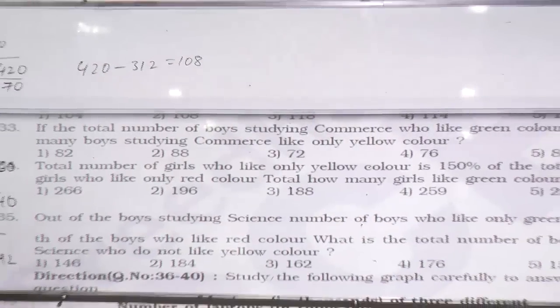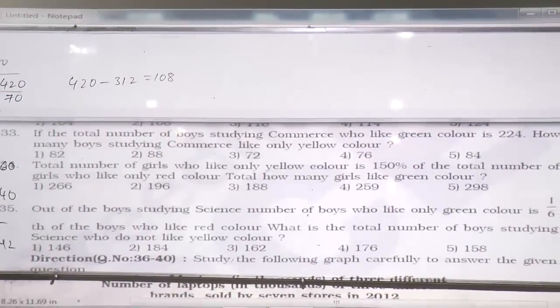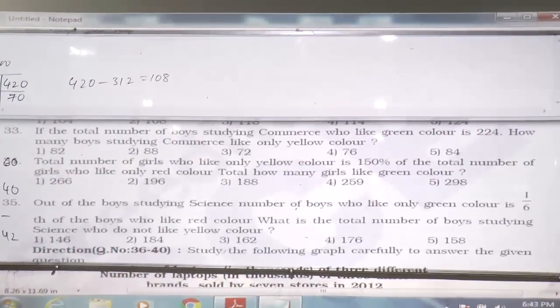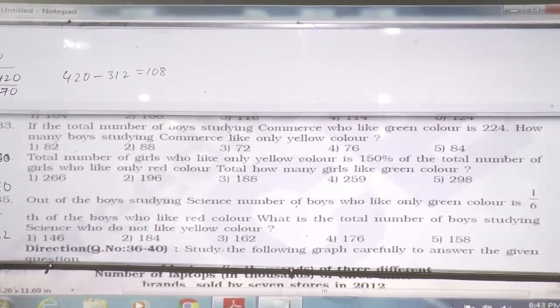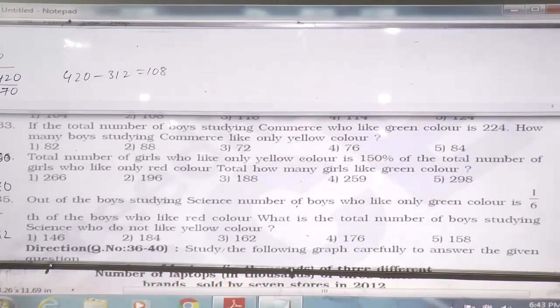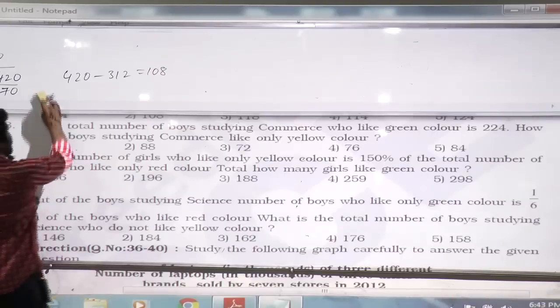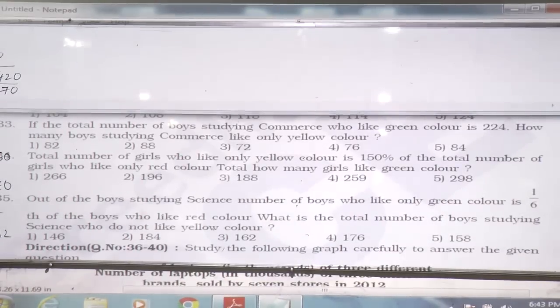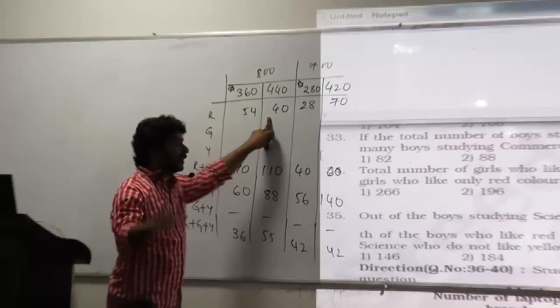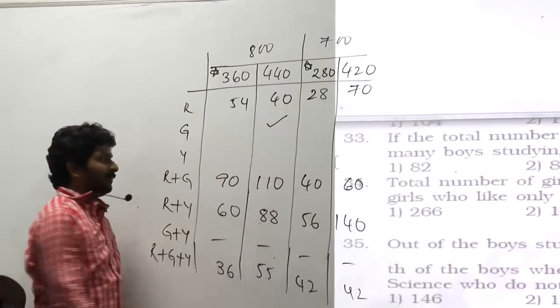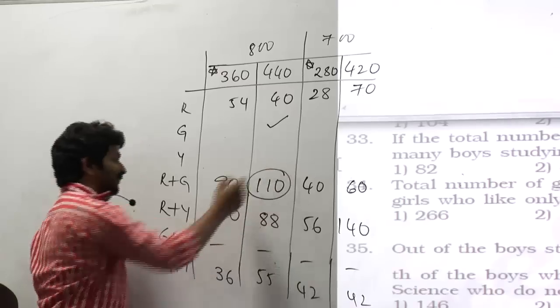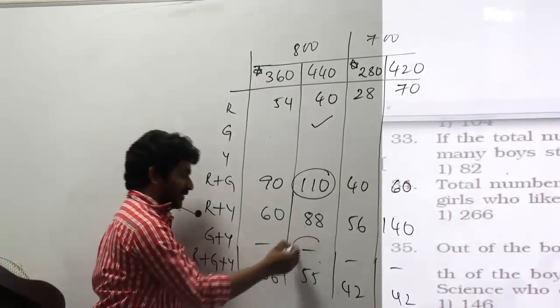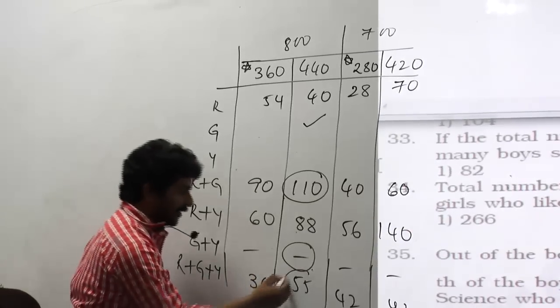Next, 33. If the number of boys studying commerce who like green color is 224, how many boys studying in commerce like only yellow color? Boys who study commerce, and you are given data about those who like green color. So this is the one. Green is here. This is also given. And the last one is also given.